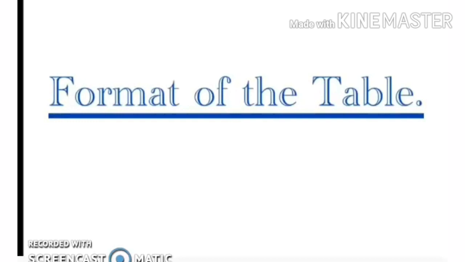Next we are going to see the format of a table. The format of a table has a table number. The table number is written for identification purposes. A table number is assigned to a table for identification, and the table number distinguishes one table from the other. So we can distinguish between two tables.